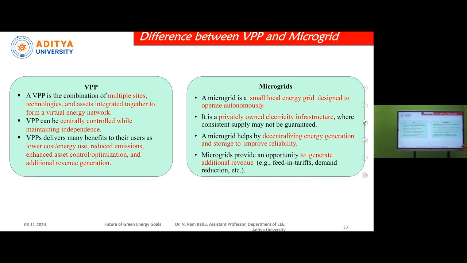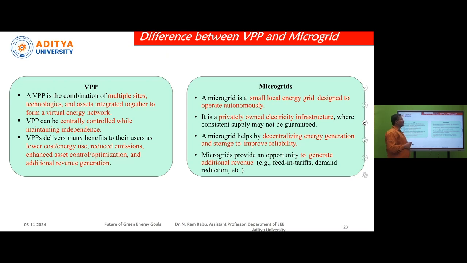Next one, what is the difference between VPP and microgrid? First of all, we need to know why microgrid came into existence all of a sudden, because till now we are talking about virtual power plant and conventional power plant, CVPP, TVPP, commercial virtual power plant, technical virtual power plant, and all the things we have discussed, decentralized, fully decentralized, distributed kind of thing.